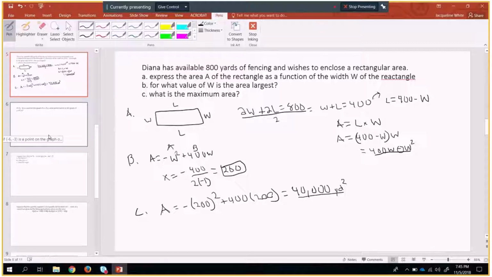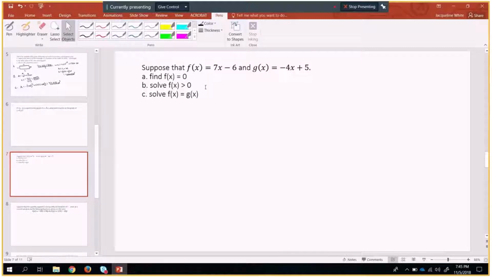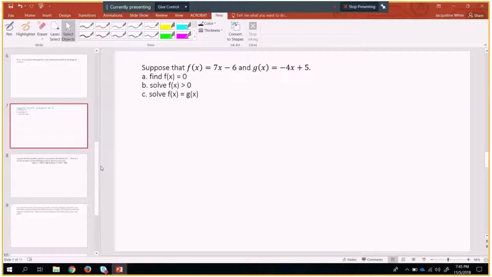So I'm going to skip the next question just because it's something you guys have done before. I'm just going to do this one because I feel like the students have been having troubles on this. So suppose that f of x is equal to 7x minus 6 and g of x is equal to negative 4x plus 5. Find where f of x is equal to 0. It says that f of x is equal to 0, so that means the left-hand side of this equation should just be equal to 0. So we have that 0 is equal to 7x minus 6, and then solve for x.